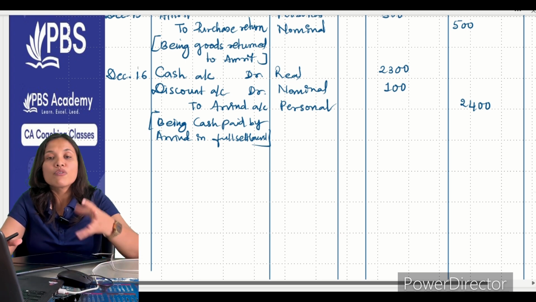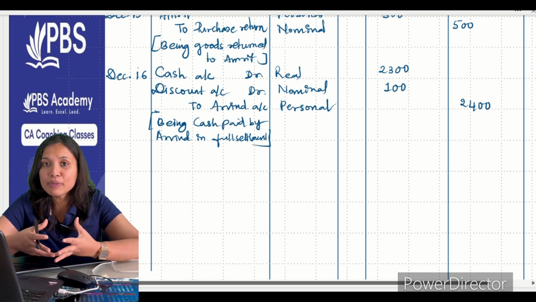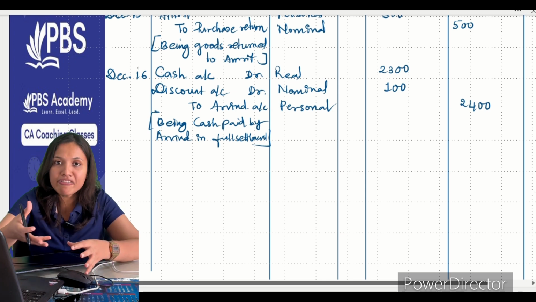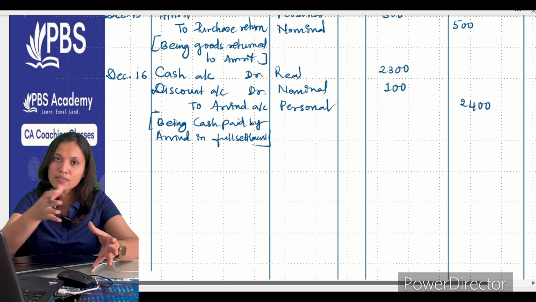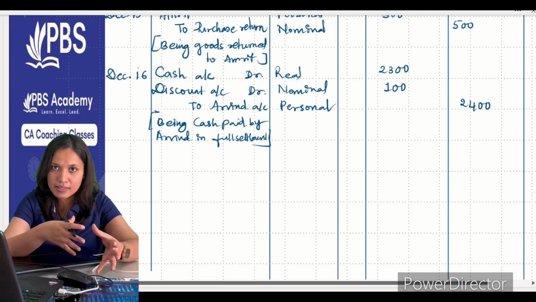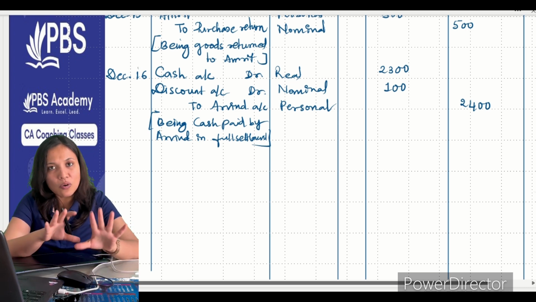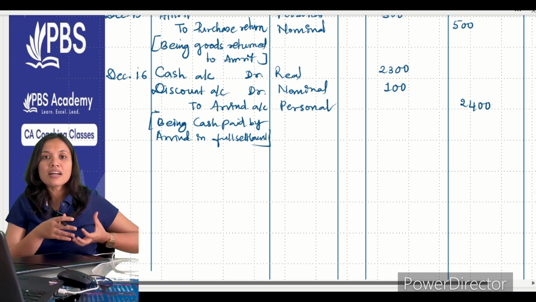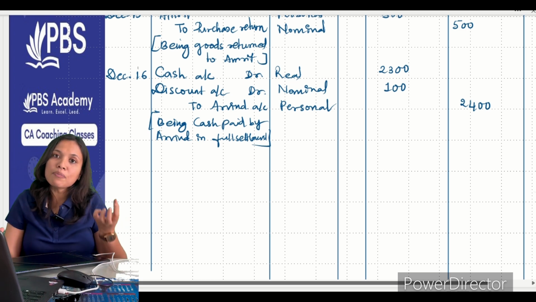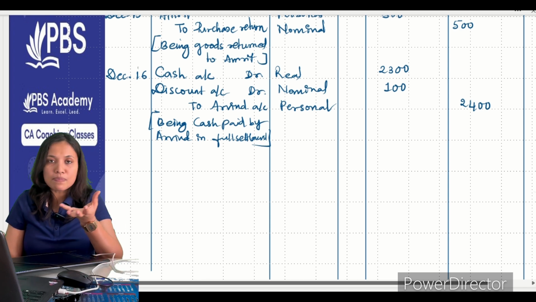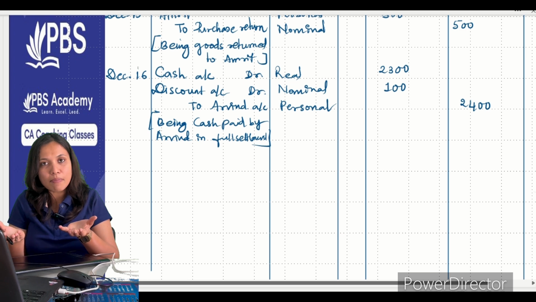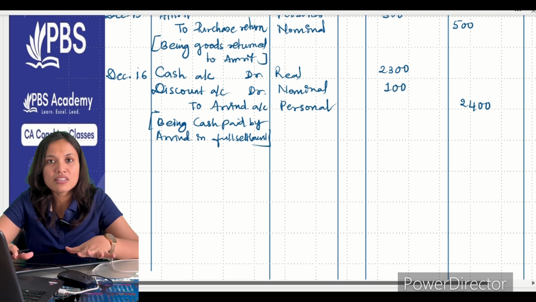Clear? Why, ma'am, should we credit the purchases? Because we will decrease our purchase account. Whatever goods have come, that is shown in purchases, recorded at cost price only. When the goods are withdrawn, we also show that the purchase account balance has come down. Because purchases have a debit balance, if I credit purchases, it automatically decreases the balance of purchases. Clear? So we will credit the purchase account.